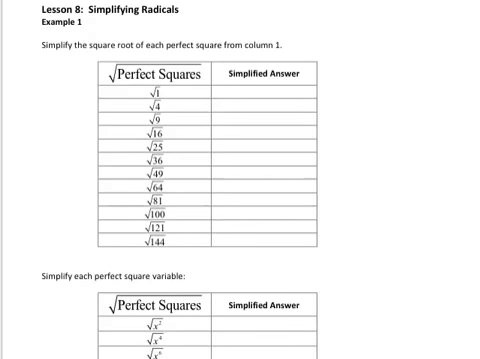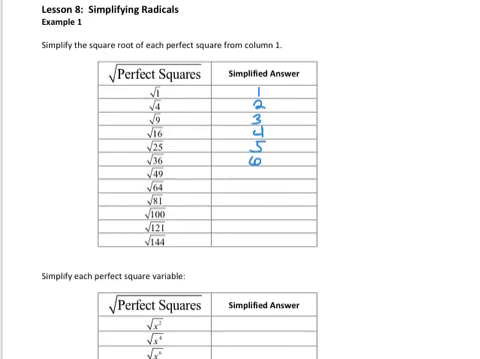Today we're going to review how to simplify radicals, and we're going to start off by taking the square root of perfect squares. So here we have a list. I don't know if you recognize 1, 4, 9, 16, 25, etc. as perfect squares, but they are because when you take their square root, the square root of 1 is 1, the square root of 4 is 2, the square root of 9 is 3 because 3 times 3 is 9, 4 times 4 is 16, so there's that square root. So we can fill out this entire table.